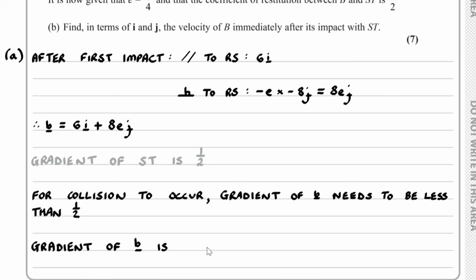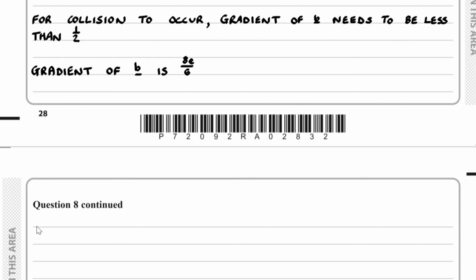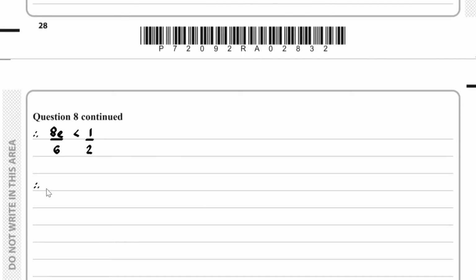Now, the gradient of B will be equal to 8e over 6. And so what we have is 8e over 6 being less than 1/2, which means e is less than 3 over 8. So the full range of values for e, we've got 0 less than e less than 3 over 8.